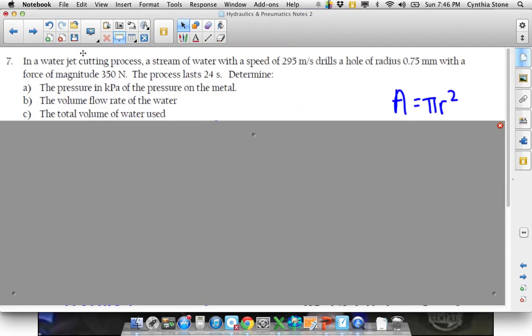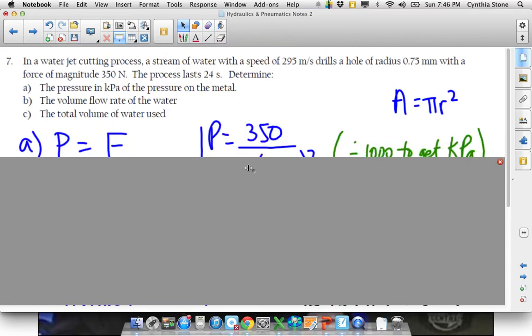Okay, water jet cutting process. You have a stream of water, you've got a speed, so that's little v, drills with a hole of radius 0.75. I'm going to have to divide that by 1,000 to get to meters, and I'm given a force, and I know a time, so I need to find all those things out.